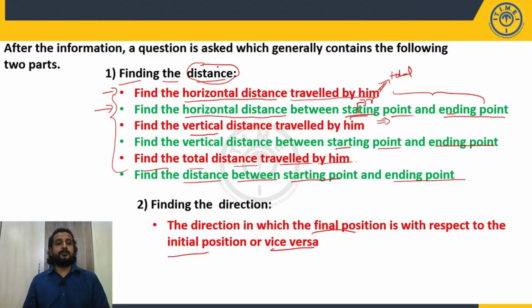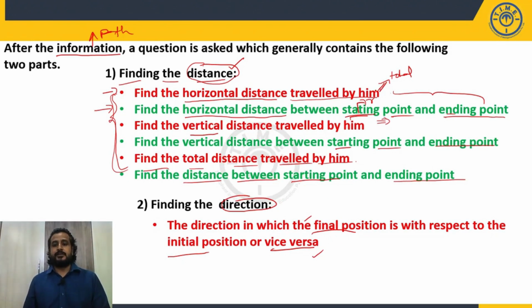The different question types will be given below the data, below the given information. In the information you will be given a path traveled by the person, and after the information you may find these two kinds of questions. One is regarding the distance, one more is regarding the direction. Among the distance, these are the 6 questions they may give. Among the direction, one of these two will be given.